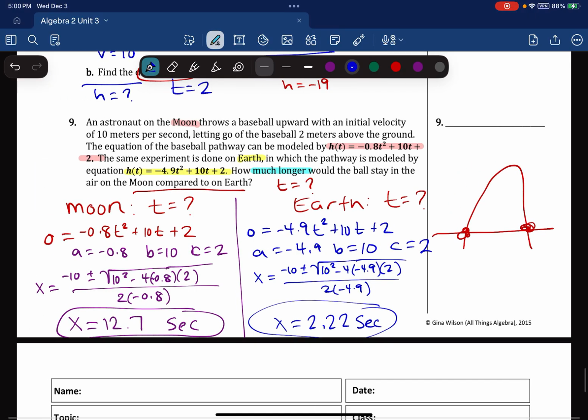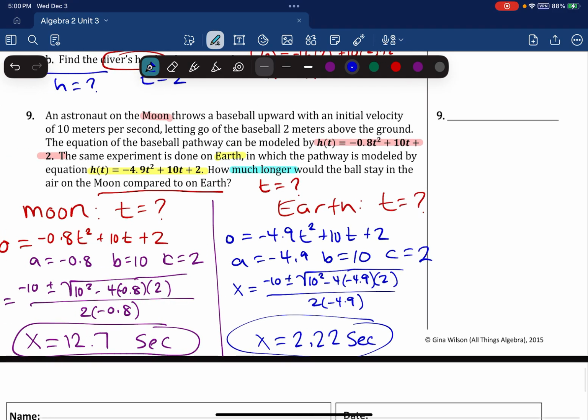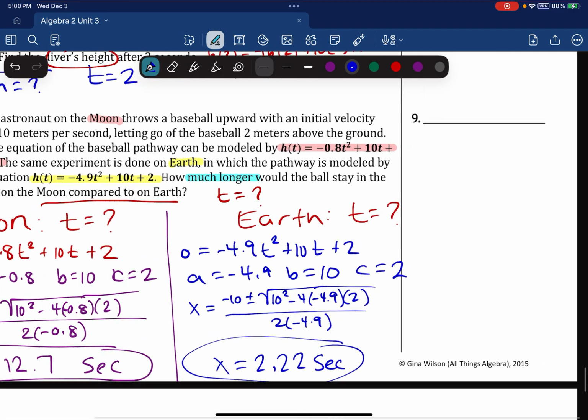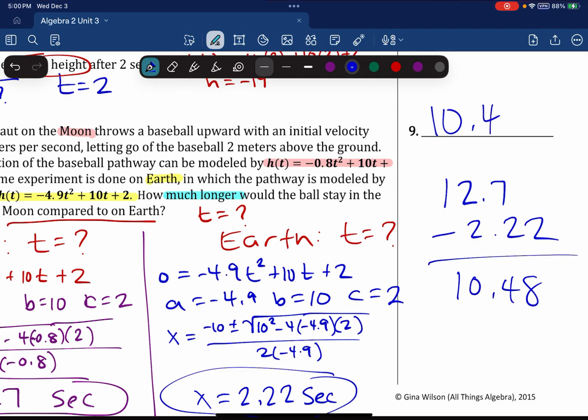So we have our 2 times. The ball was in the air for 12.7 seconds on the moon, and it was in the air for 2.22 seconds on the Earth. Now, final question: how much longer would the ball stay in the air on the moon compared to the Earth? So they want you to compare the 2. They want you to take the moon's value and subtract the Earth's value. When you do that, you get the amount of seconds left over. So the ball is in the air almost 10 and a half seconds longer on the moon than on the Earth.